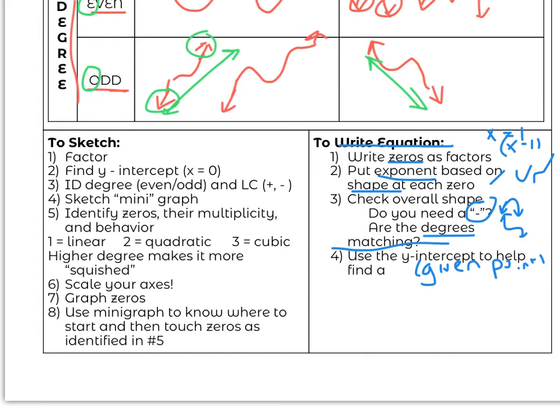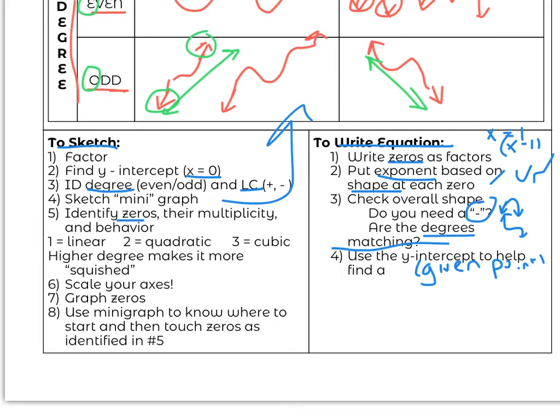When we get to sketching, our first step is to factor. Guess what? You're in Algebra 2. We will already have the factoring done. We're going to find our y-intercept, identify our degree as even or odd, and our leading coefficient as positive or negative. Sketch a mini graph. What do I mean by a mini graph? I mean what we have right up here. This helps me know where to start and end when I do a sign chart.